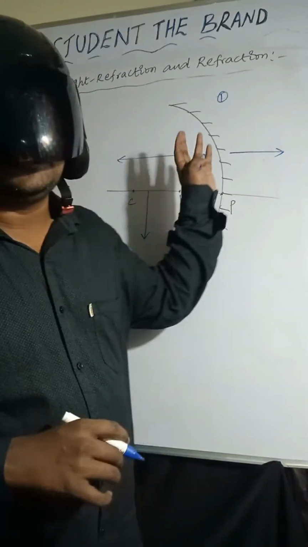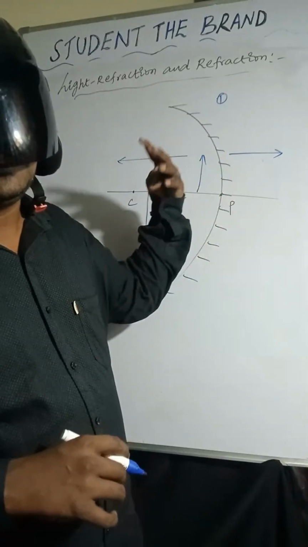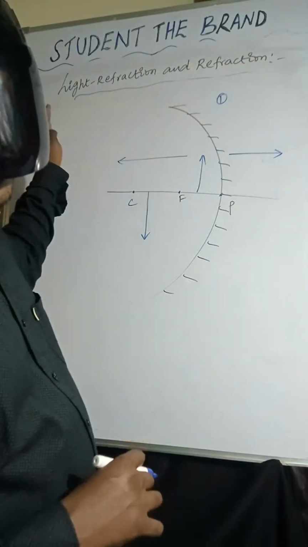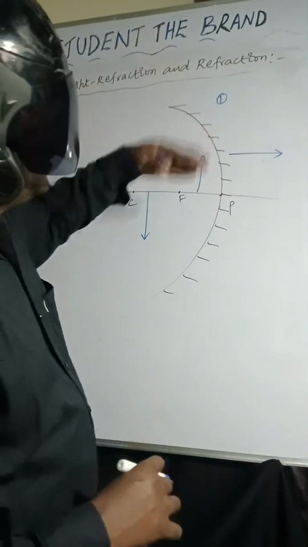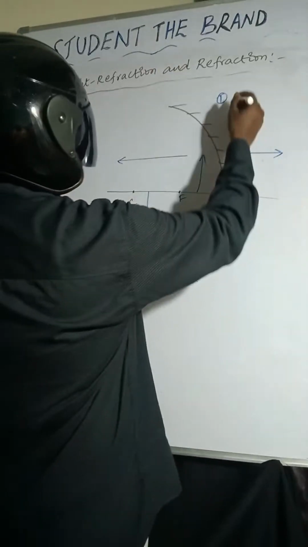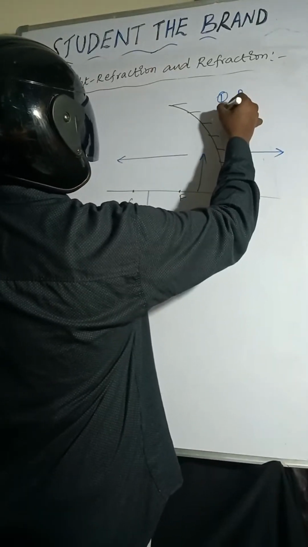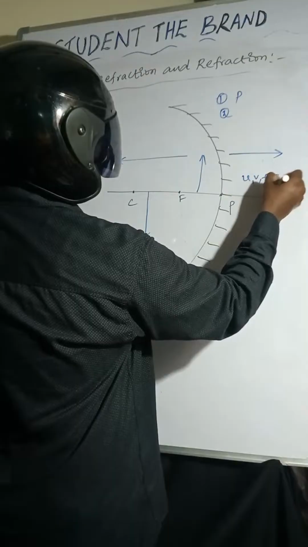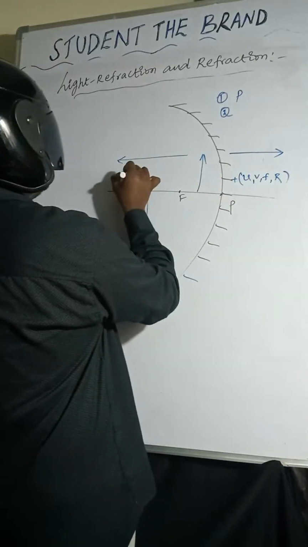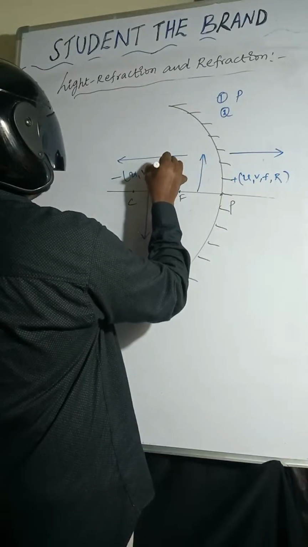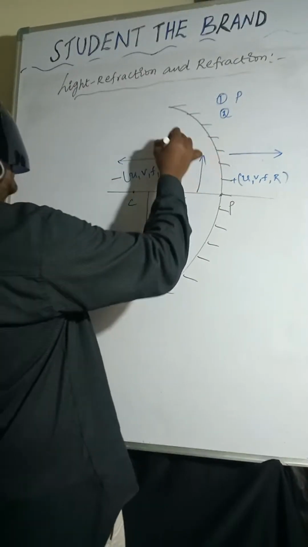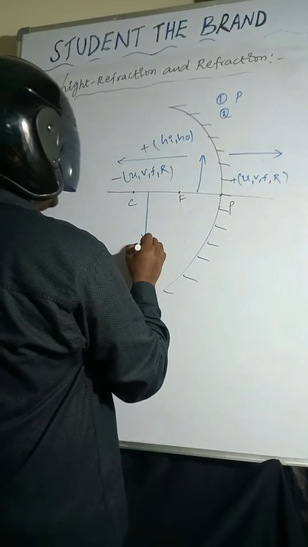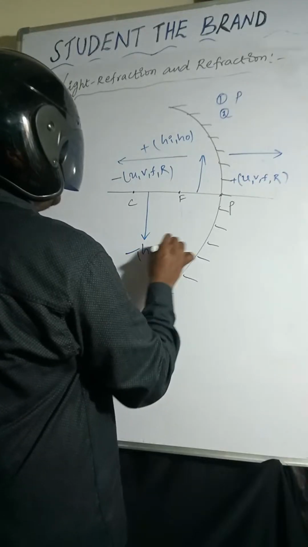So all distances are measured from the pole. In the direction of incident rays, all are positive. Opposite to incident rays, all are negative. Above the principal axis positive, below the principal axis negative. So all measurements we have to take from the pole. In the direction of incident rays, object distance, image distance, focal length, all are positive. Opposite to incident rays, object distance, image distance, focal length, all are negative. Above the principal axis, height of the image and height of the object is positive. Below the principal axis, height of the image and height of the object is negative.